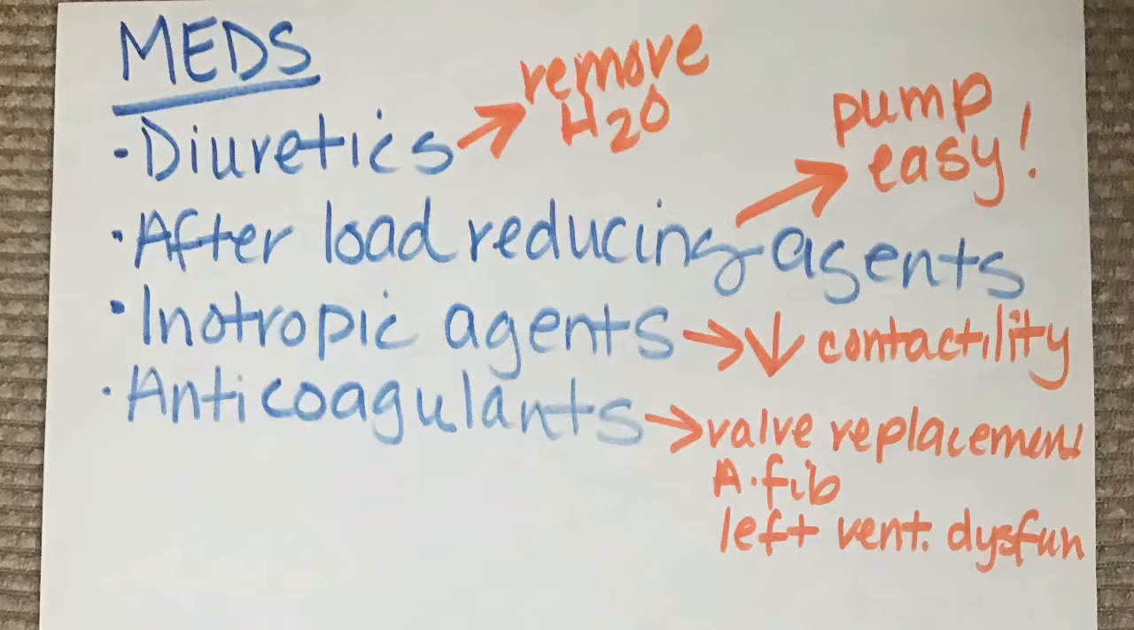All right, so medications that are going to be prescribed and we will administer to this patient: diuretics. This is going to help remove excess water. There are going to be afterload reducing agents. This is going to help the heart pump easier. Inotropic agents, which is going to help decrease the contractility. And then anticoagulants. These are going to be prescribed with someone with valve replacement, AFib, or a left ventricle dysfunction.